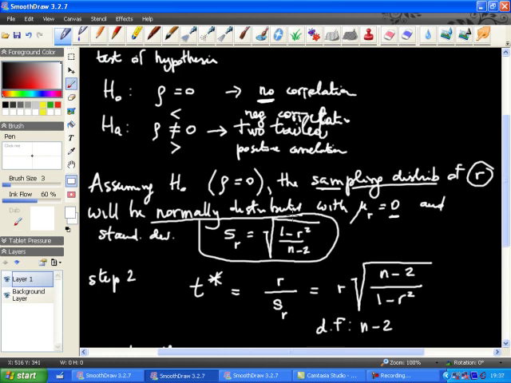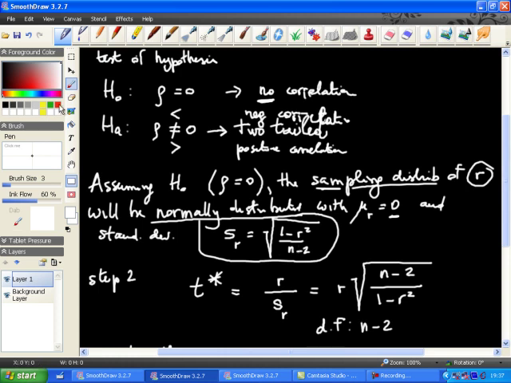And therefore our test statistic, which we'll call T star, we'll call it T because generally the size of the samples are small, will be equal to the sample correlation coefficient minus the population correlation coefficient, which is 0, divided by the standard error, which is the root of 1 minus r squared over n minus 2.